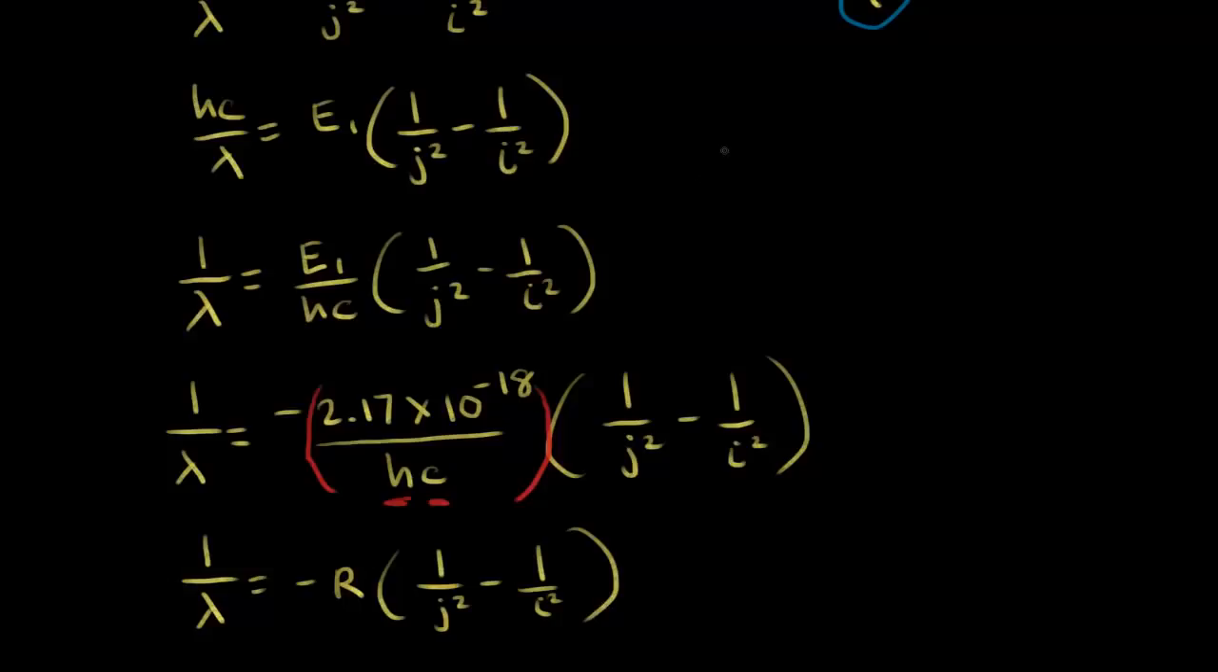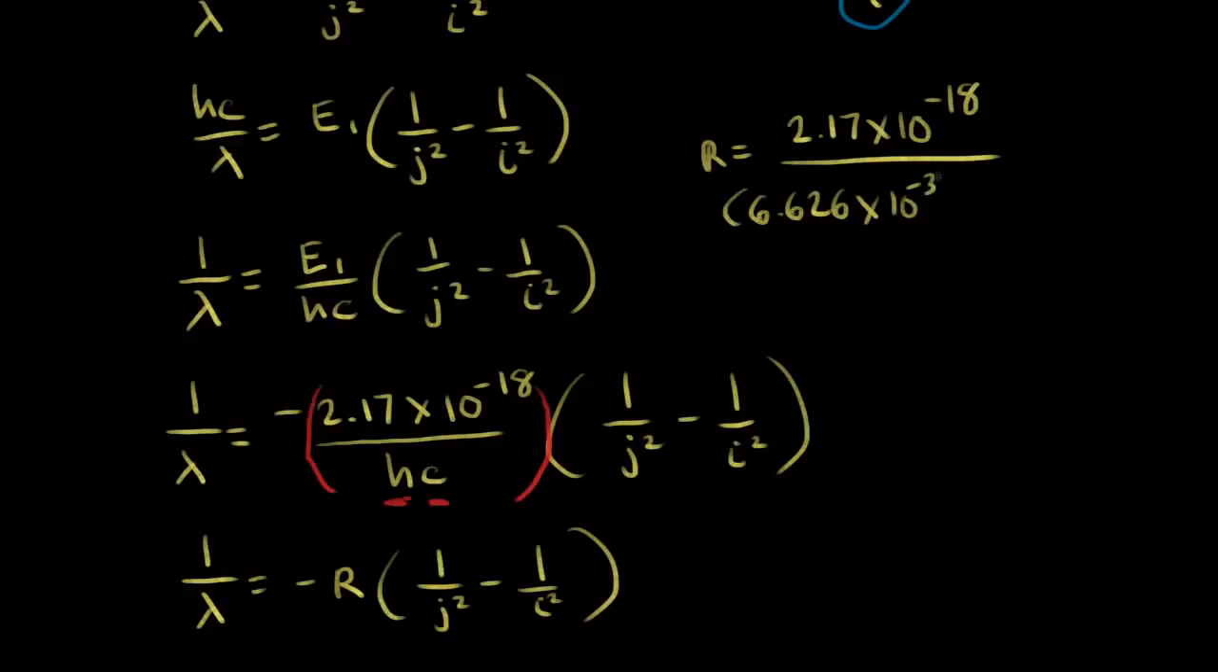So let's see if we can solve for that. So over here, R would be equal to 2.17 times 10 to the negative 18, over h, Planck's constant, that's 6.626 times 10 to the negative 34. And then c is the speed of light, and so we could use 2.9979 times 10 to the 8th meters per second as the speed of light.